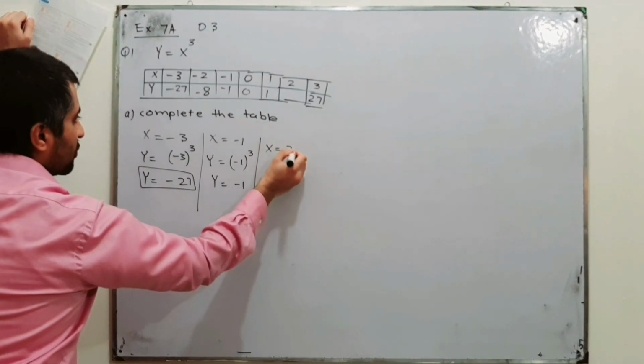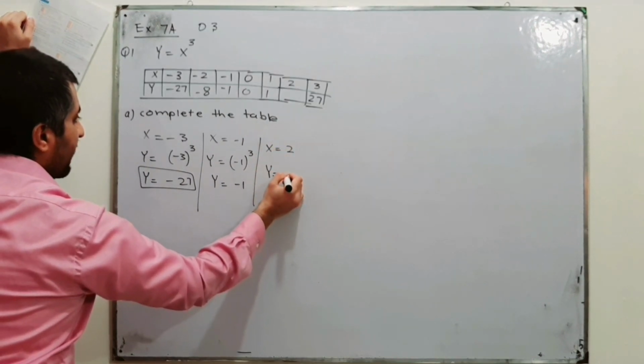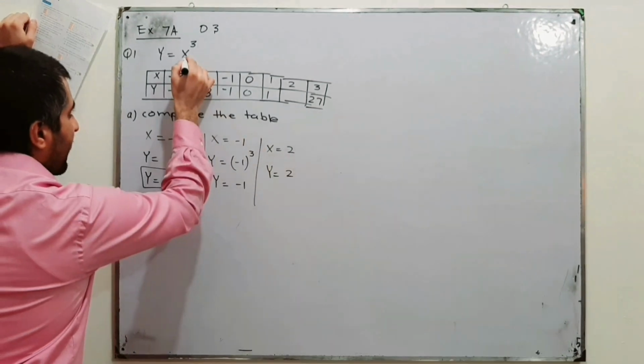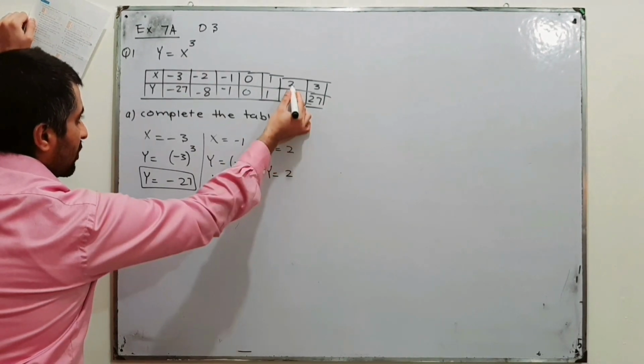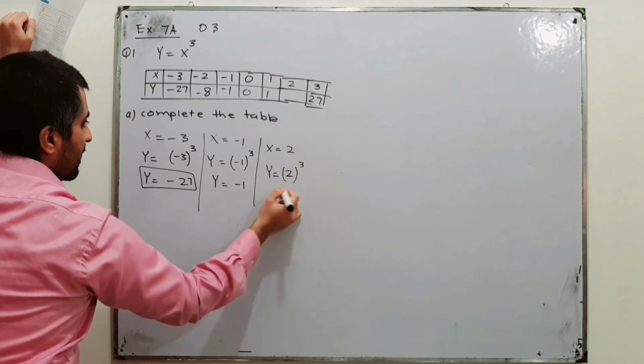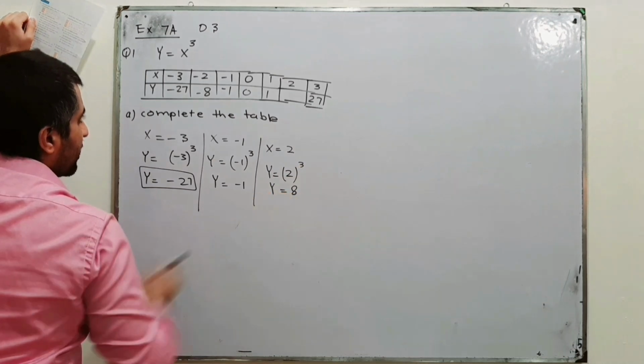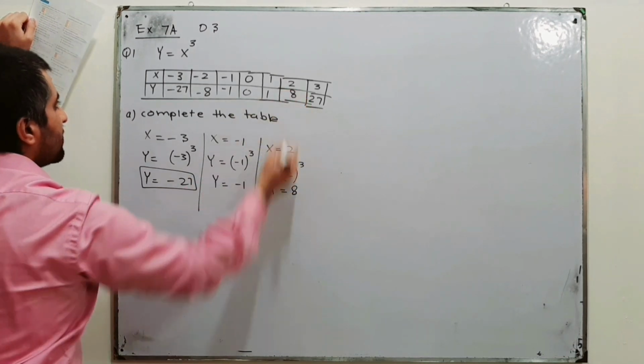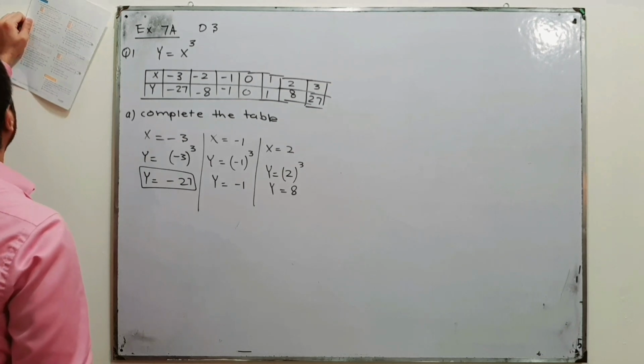Okay, and then we have got this one, when x is 2. When x is 2, well, what is the value of y? y is x cube, and x is 2. So 2 cube will give you y equal to 8. So I completed my table quite successfully.